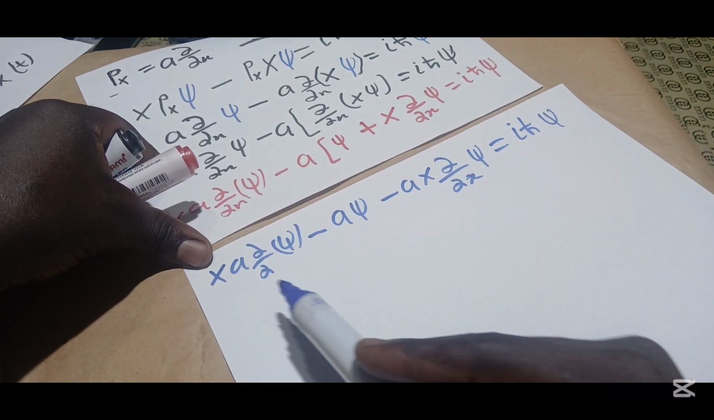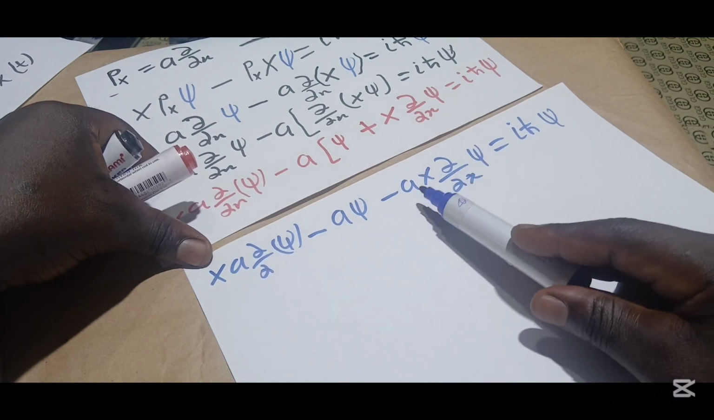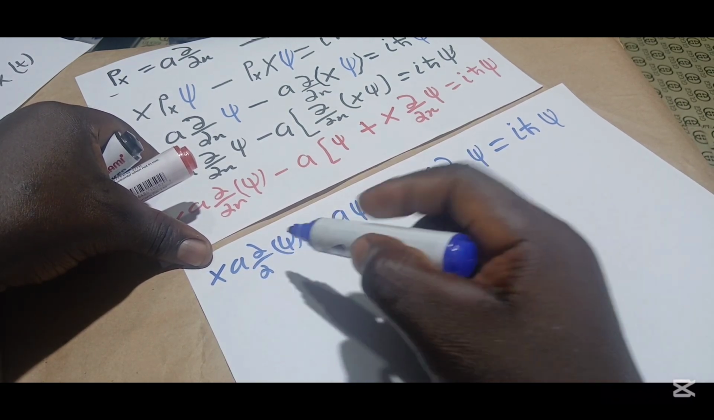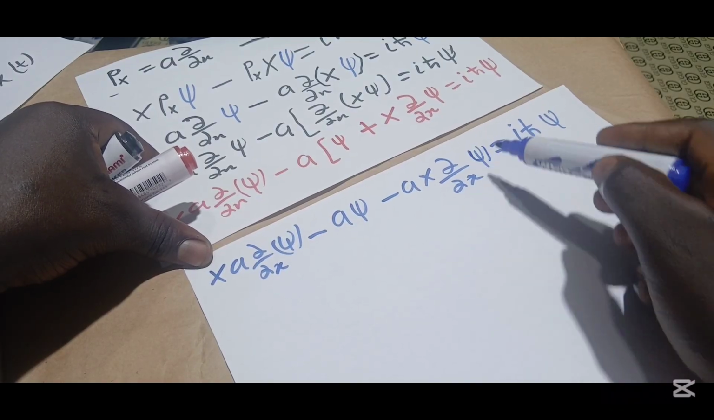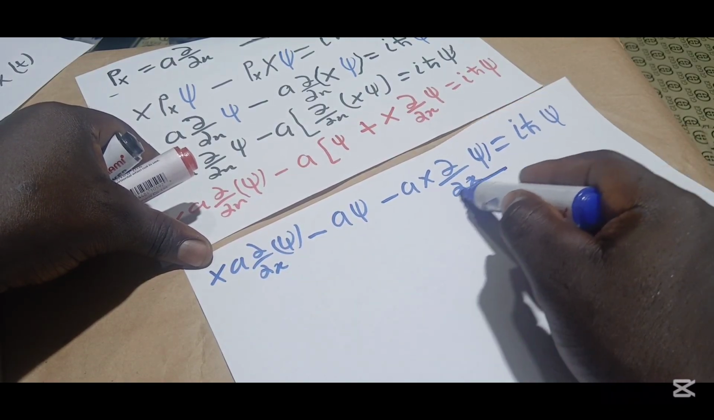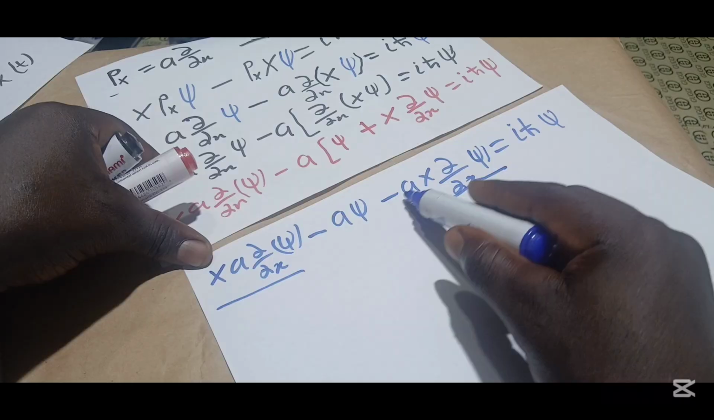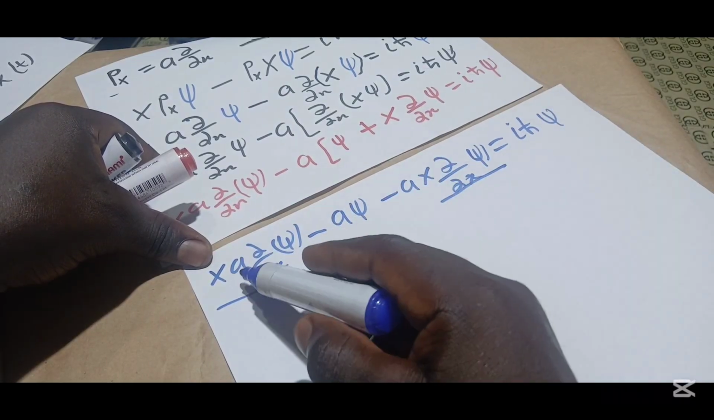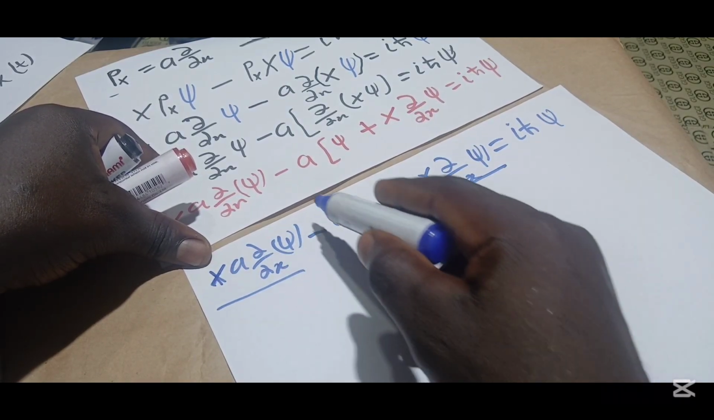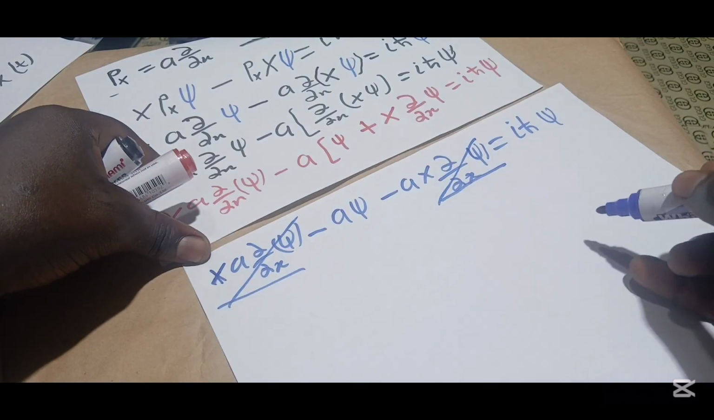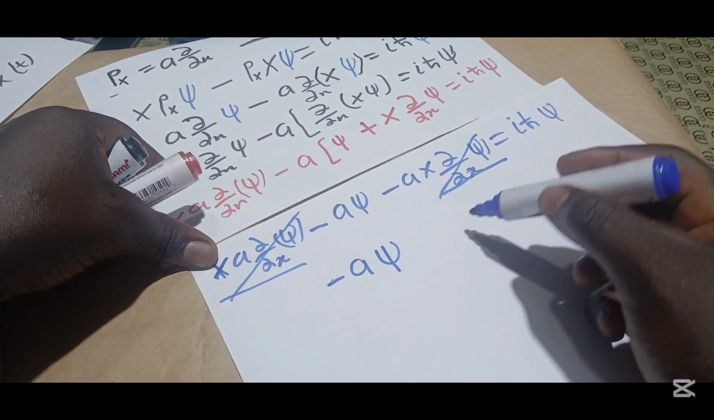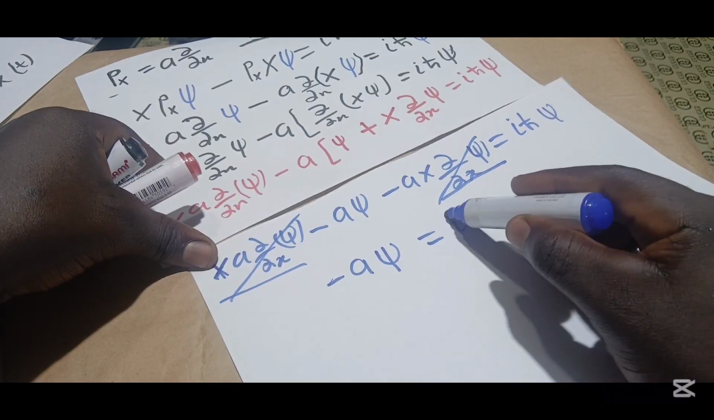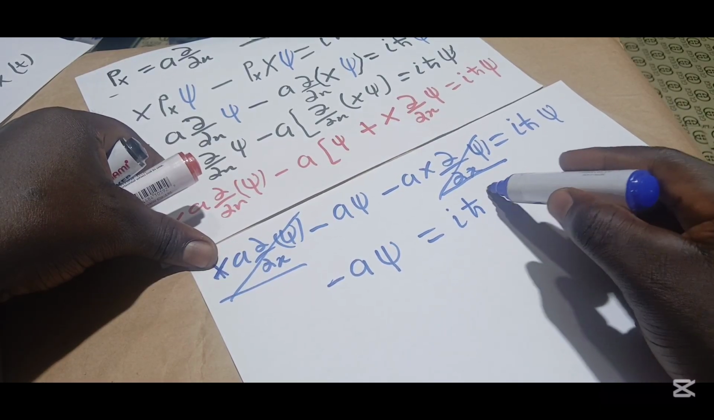Looking at this term here, we have x a, we also have x a here, d over dx psi, d over dx psi here, which means we can cancel this term right out. This is a negative one, and this is a positive one, so we can just cancel this and that. Remaining are minus a psi equal to i h cross psi.